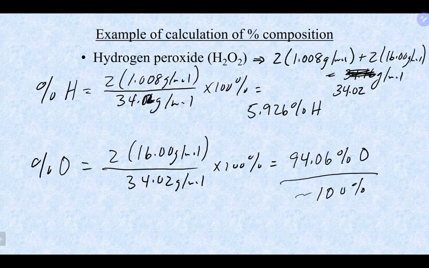This is mostly made up of oxygen by mass, right? So oxygen is 16 grams versus hydrogen, that's 1 gram. So the majority of the mass of this compound is obviously made up of the oxygen. Any questions on that?